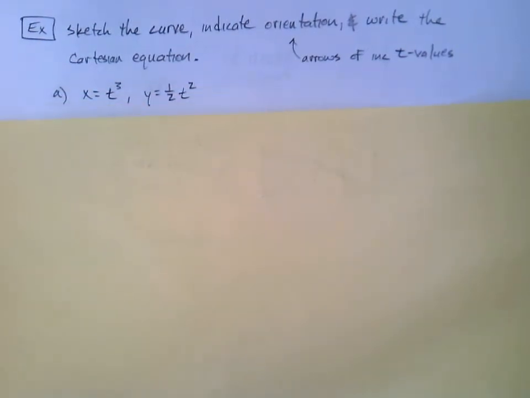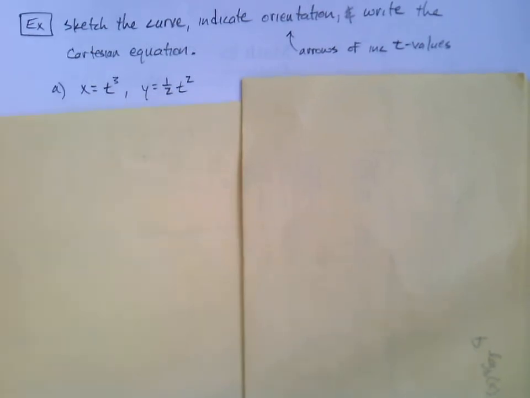So here we go. We're given these parametric equations. X equals t to the third, y equals 1/2 t squared. We are going to begin with sketching that curve. And right now I'm actually trying to just grab another piece of paper so I don't show you all of my work at once. How can we sketch this curve? Okay, here's what we're going to do. We're going to make a table.